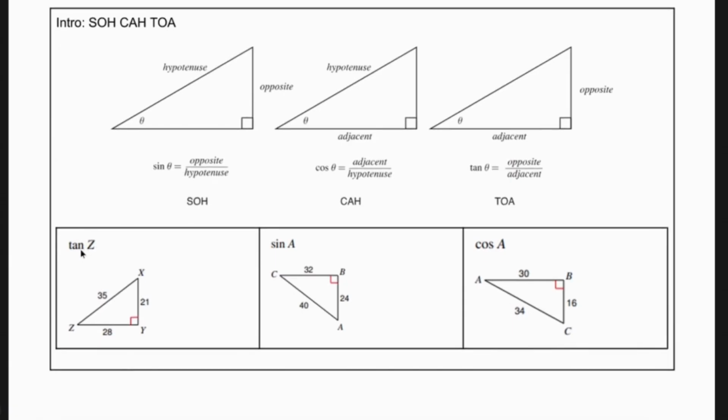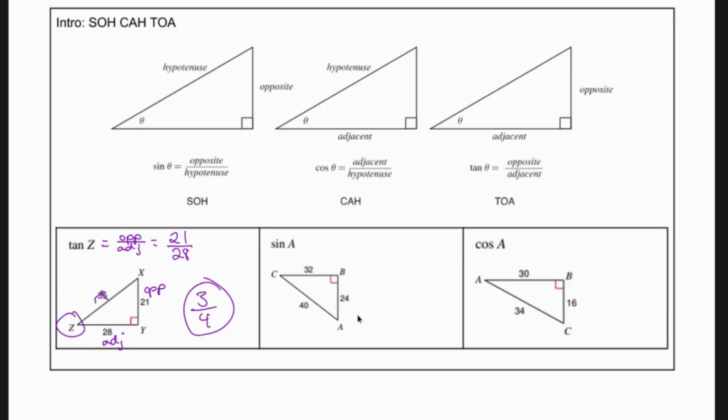Well, it gives you the angle that we need to focus on. So tan z means we're going to choose z, and tangent is going to be TOA, the opposite side over the adjacent side. So, according to z, the opposite side is 21, and the adjacent side is 28. I don't care about your hypotenuse. So, tan z is the opposite side, 21, over the adjacent side, 28, which those are divisible by 7, so 3/4. So, tan z is 3/4.